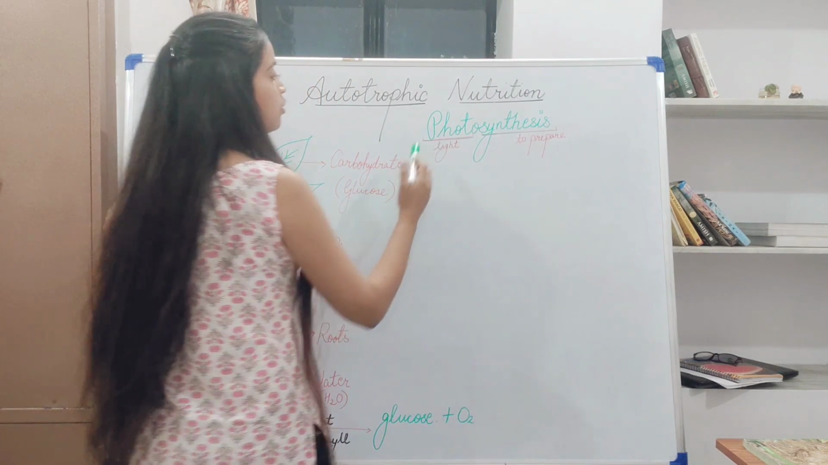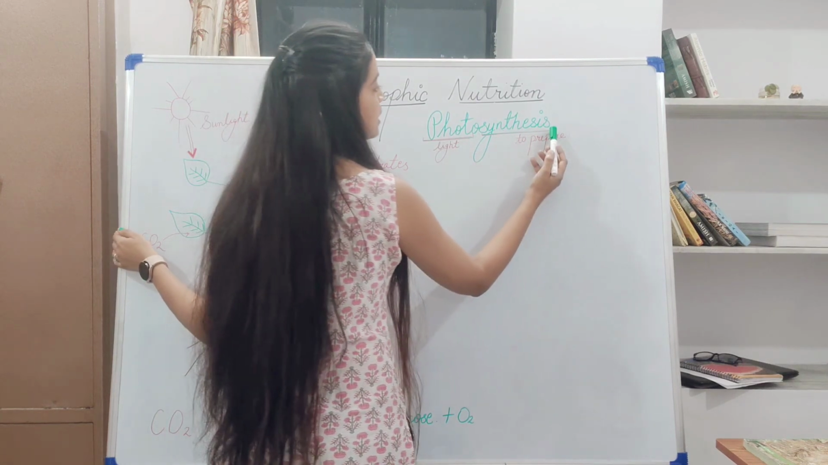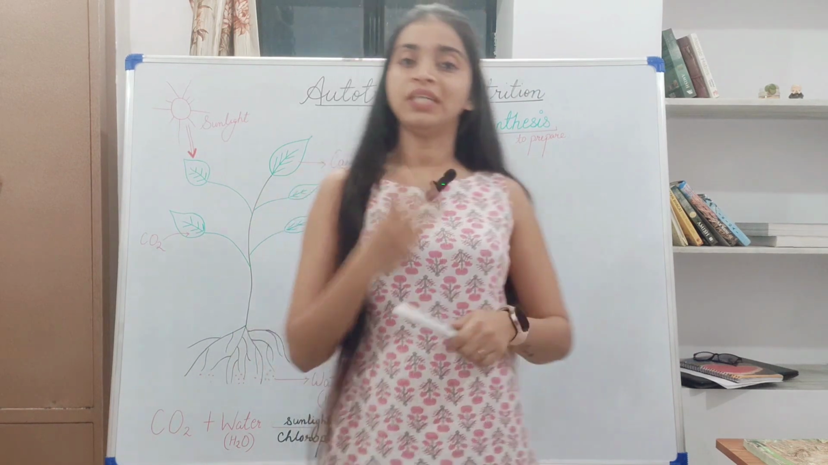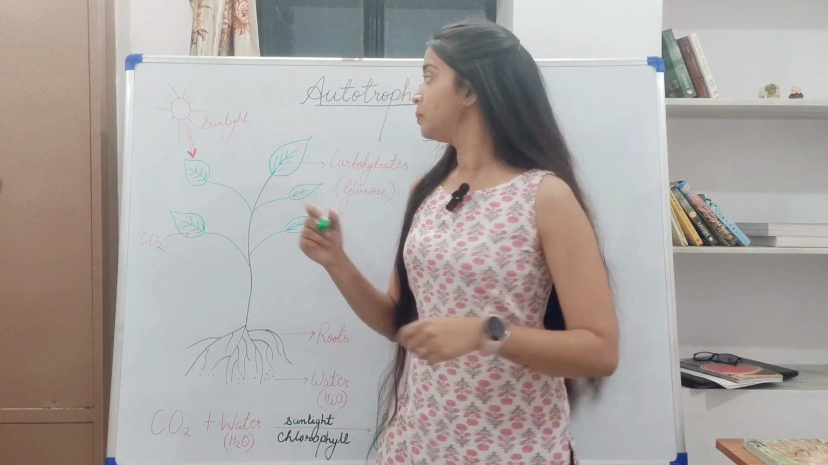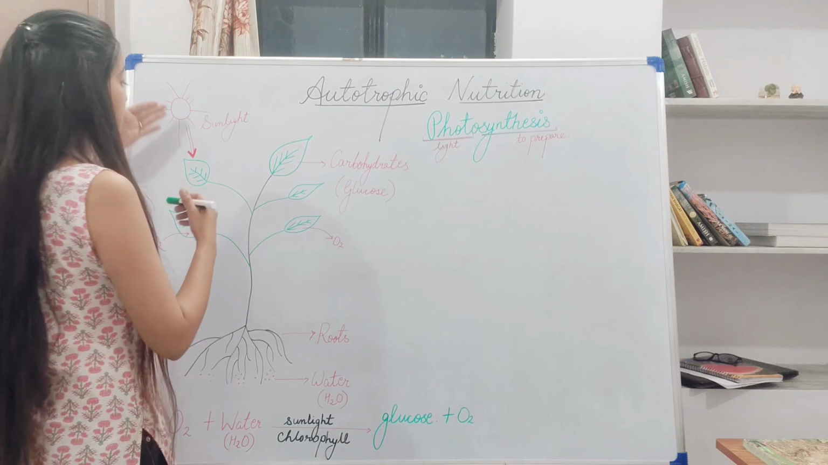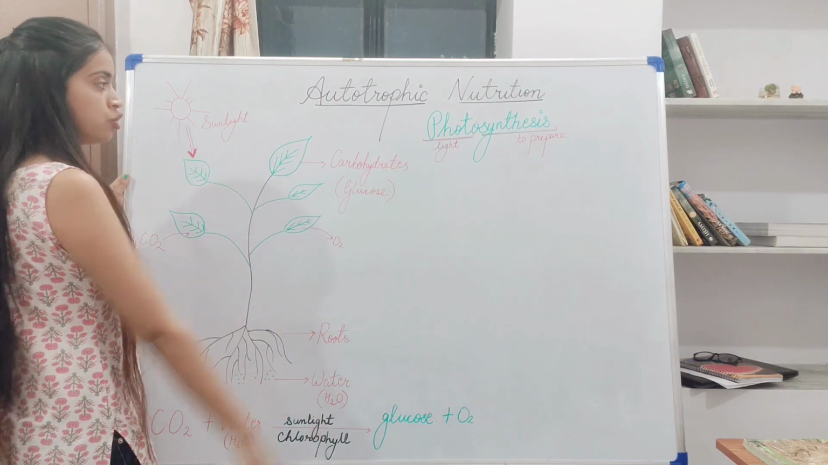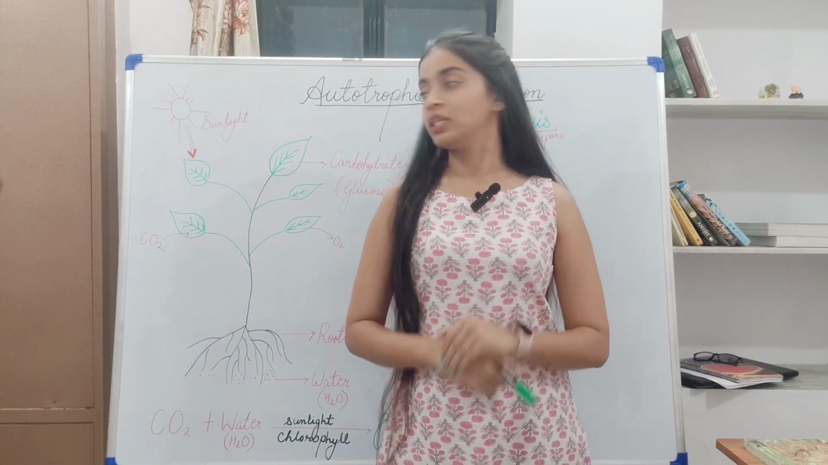What do we mean by photosynthesis? Photo means light and synthesis means to prepare. So guys, there are 3 steps in the photosynthesis process. First one, the sunlight we are getting from the sun is trapped by the chlorophyll of the leaf. So what is chlorophyll and where is it present?